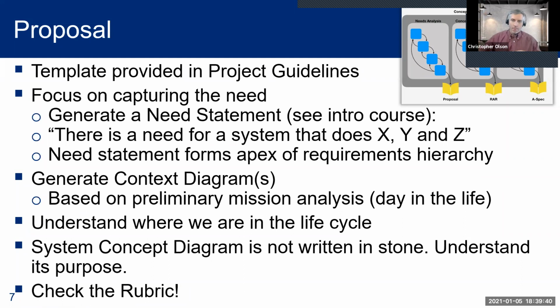Don't just make up people and things to put on the context diagram because it's an exercise in academia or whatever. It's got to be based on just a run through in your own mind, in fact, of the preliminary mission. Think about a day in the life of the system. Not really a full 24-hour period, obviously, but just what does the system do throughout a day in the life of the system? Understand where you are also in the life cycle, and I already showed you that here.